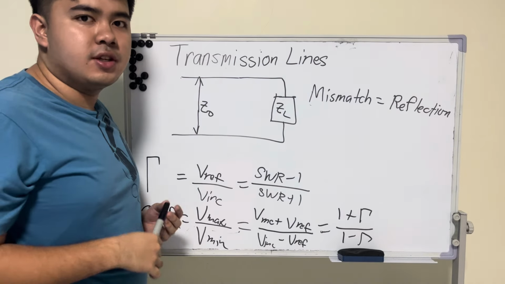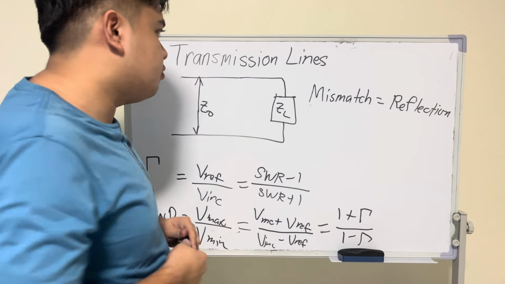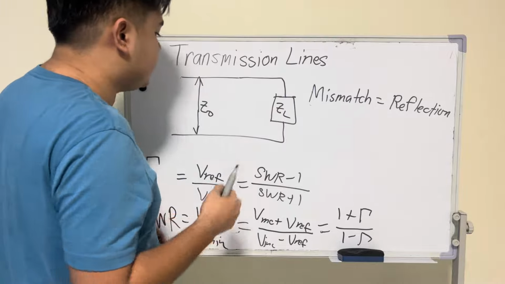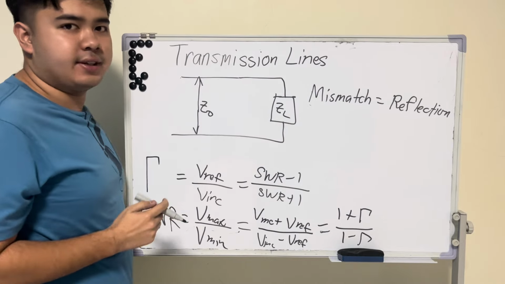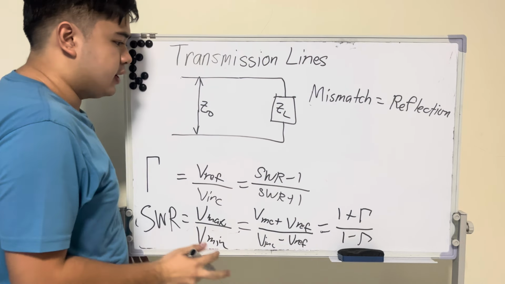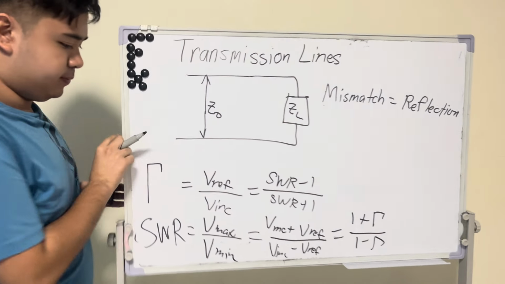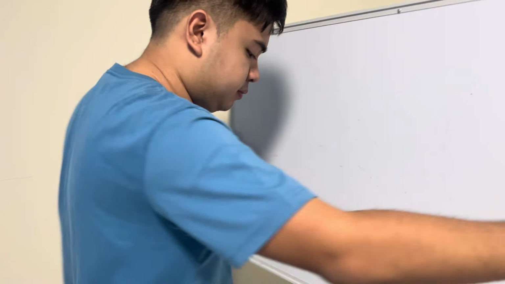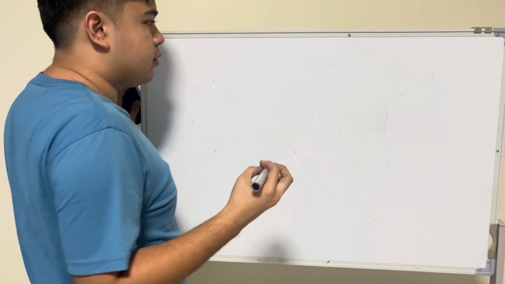Alright, so for this next one, we're going to be tackling why a mismatch in the load impedance and the characteristic impedance results in reflection. Now, let's take a gander at another example. Imagine we had air.